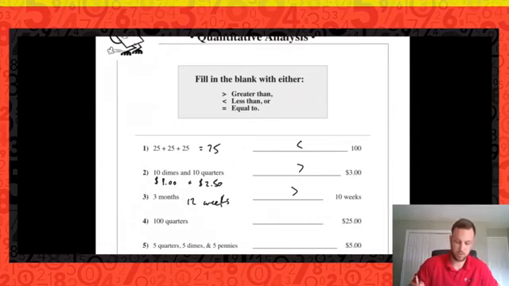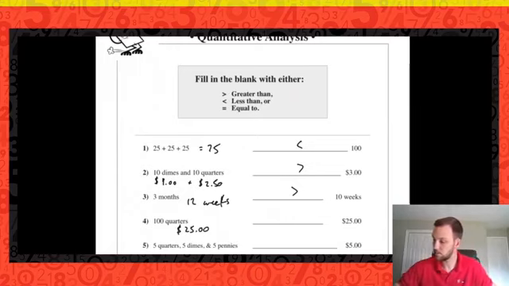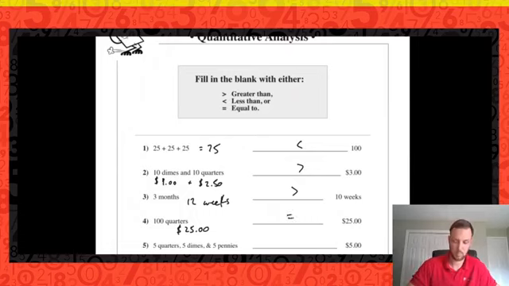All right, 100 quarters. Well, we said the 10 quarters was $2.50, so if I have that tenfold, right, if I have 10 times more quarters than I did in number 2, that must mean that I have $25, which is equal to $25.